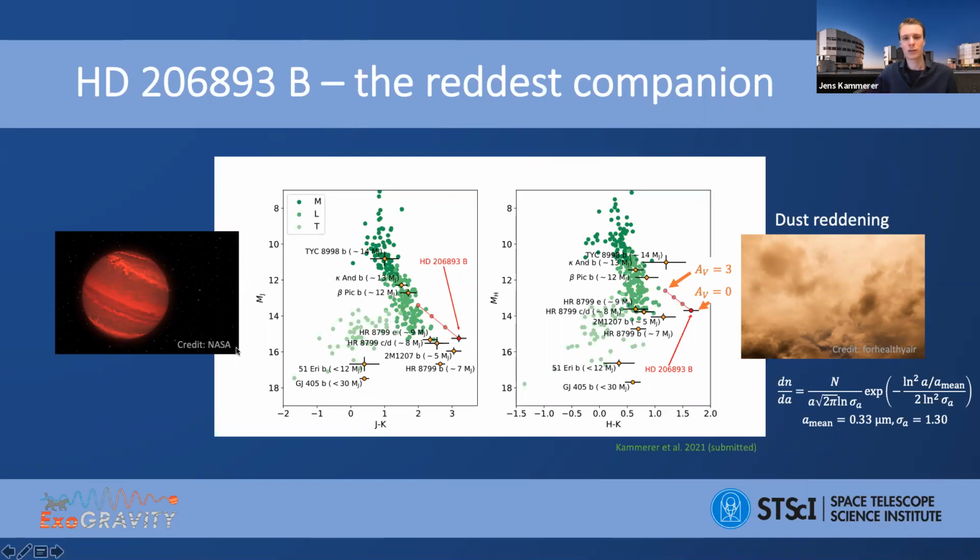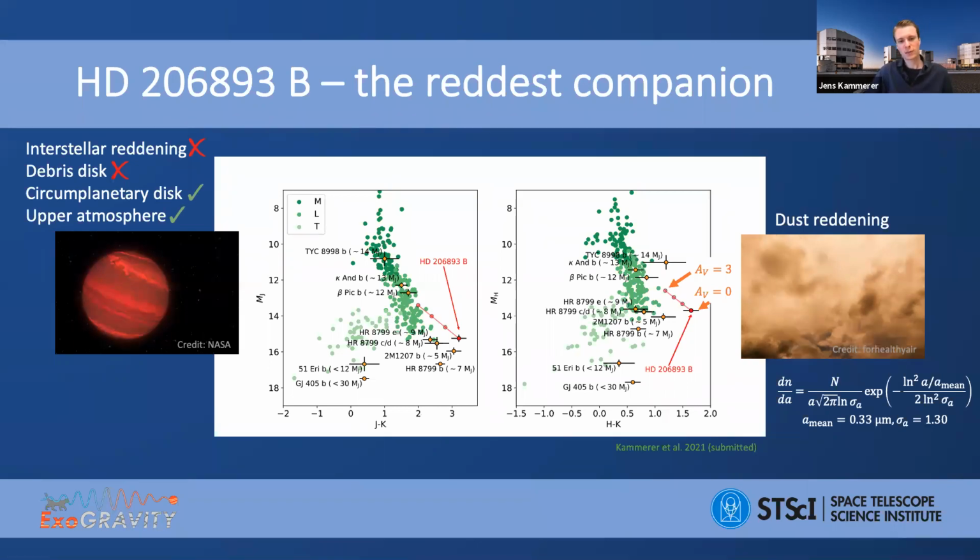Now, where could the dust reddening come from? We could already rule out interstellar extinction because of spectroscopic observations of the host star, which didn't show any signs of interstellar extinction, and also reddening from the debris disk, because even if the debris disk were viewed perfectly edge on, and we would look through the entire disk to see the planet, even in that case, it would have to be unrealistically optically thick to cause the observed reddening.